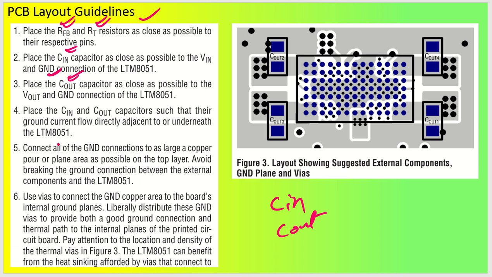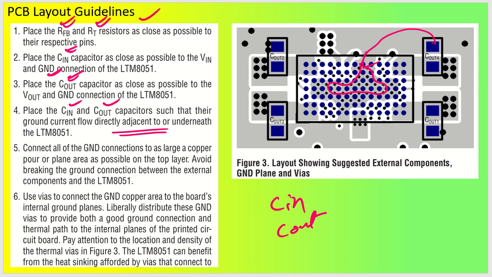Coming back to place C input and C output capacitors such that their ground current flows directly adjacent to the underneath. So you have to rotate them in such a manner that the ground actually goes directly into the internal circuitry; this is the ground share. So you have to understand that ground must be directly connected here. All right, so this was all about the PCB design guideline and the complete design circuitry of this.